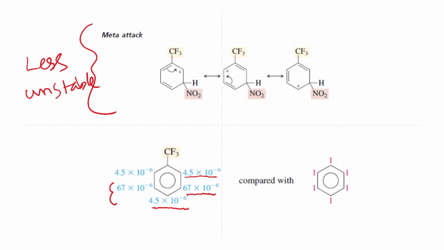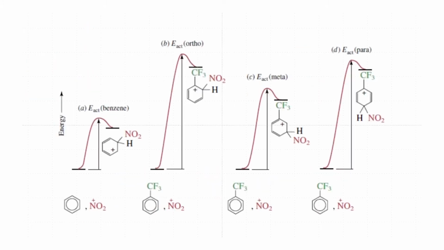Now, coming to the energy profile, if we consider a regular benzene ring undergoing nitration, we already know that this is the activation energy and this is the complex that is formed. Now when we consider the CF3 group and the electrophile is nitro, when it attacks at the ortho position, there's going to be a positive charge right next to the CF3, and this contributes to the lack of stability. Therefore, with respect to benzene, one can imagine that this energy is going to be higher.